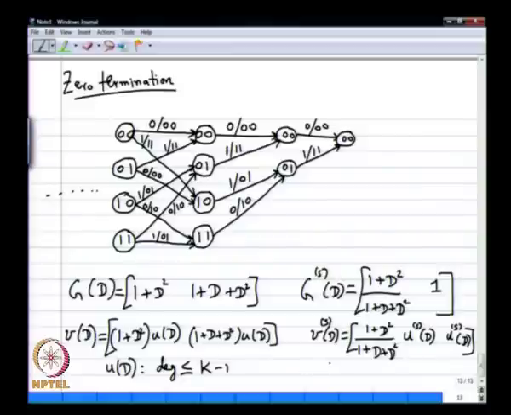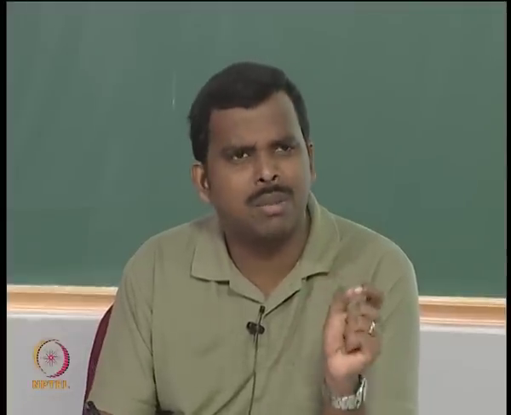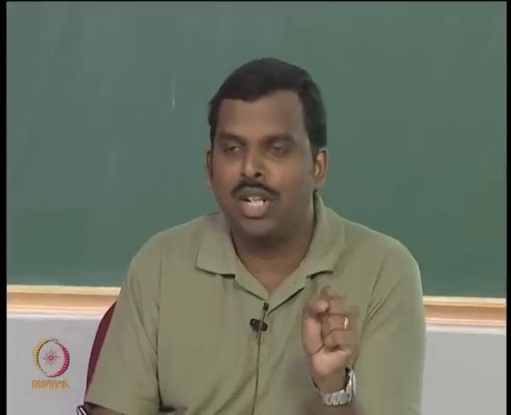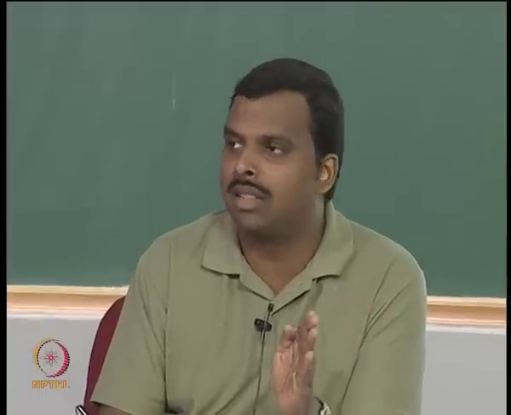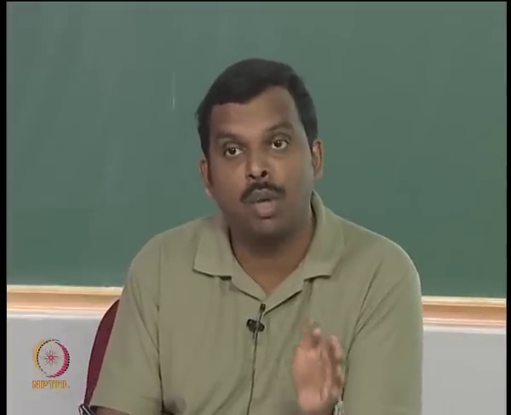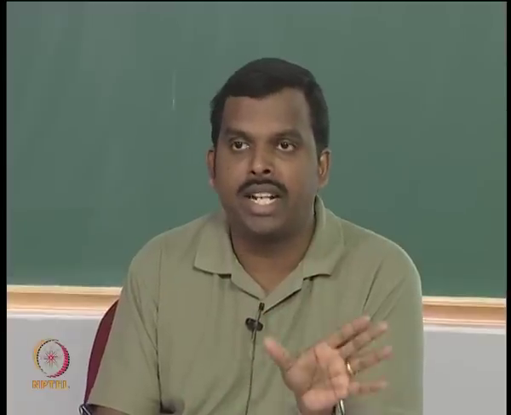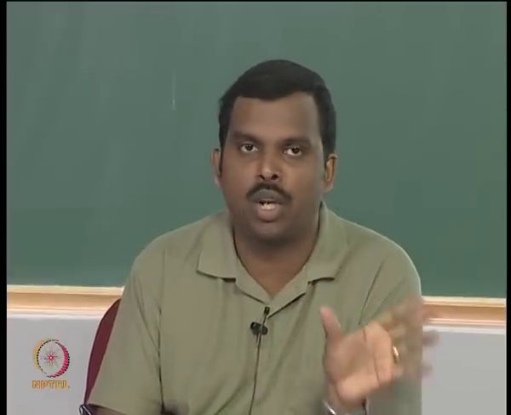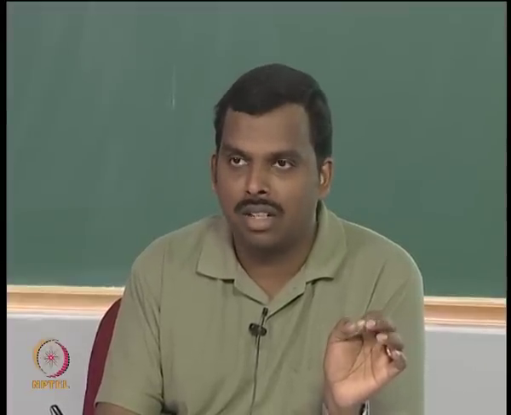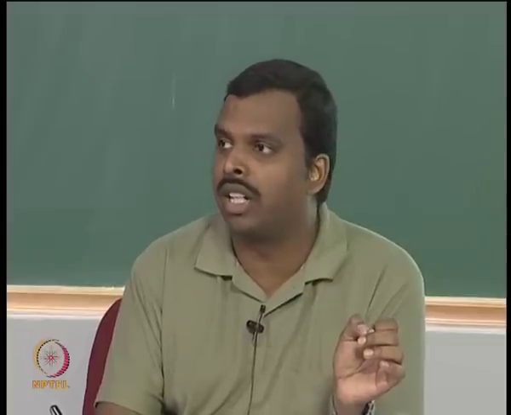Remember, I also want to zero terminate. What does zero termination mean, by the way? Vs of d will eventually go to 0 after a certain point. After exactly k plus mu minus 1 stages, Vs of d is going to be 0 always. So, as a polynomial in d, Vs of d has finite degree, it is not a rational form or anything like that, it is a finite degree polynomial. So, what should happen to Us of d now? I cannot take all possible Us of d of degree less than or equal to k minus 1.